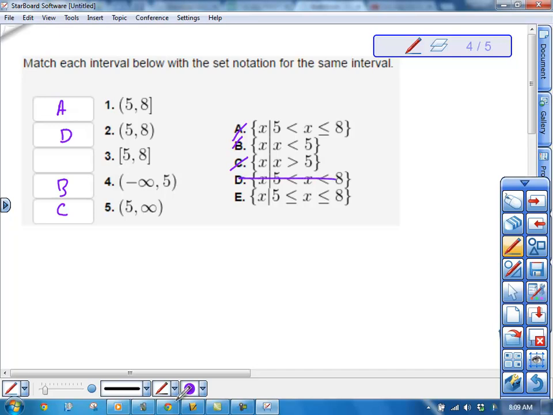And then obviously the last one's E. It's from 5 to 8, including both 5 and 8. So if you're including both, you use the closed brackets. So there's E.